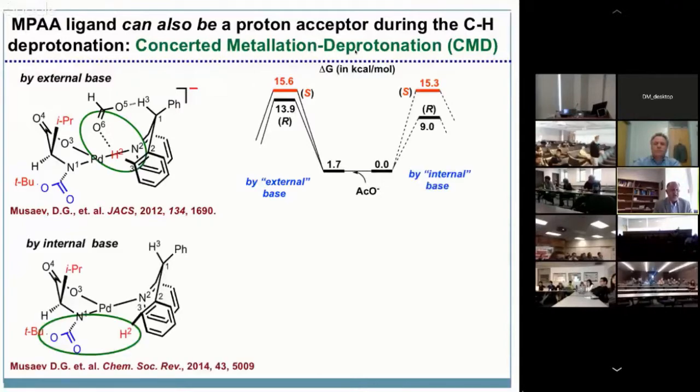And in early 2014, we also demonstrated that the internal base, through the protecting group, could also act as a deprotonating group. And as you can see from the calculated energetics, both external base and internal base assisted pathways lead energetically to the more stable R stereoisomers, which is consistent with experiments. But the barriers for the internal base pathway are slightly smaller than for the external base pathway.